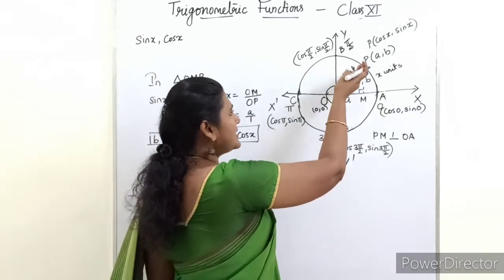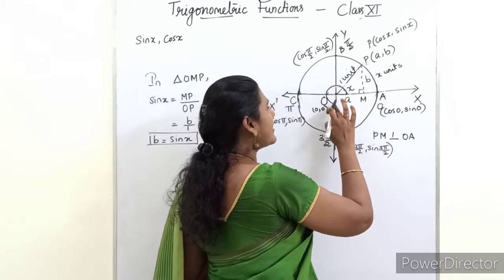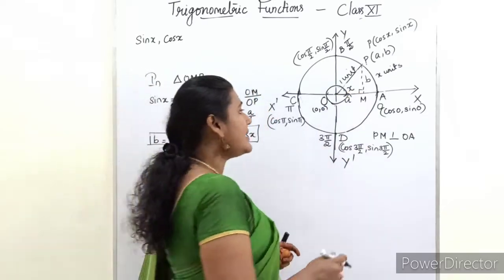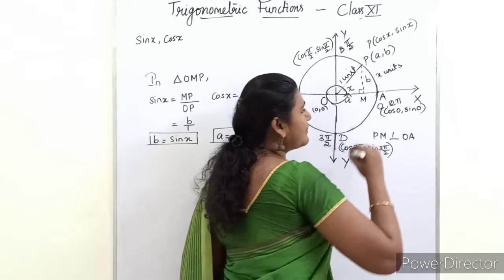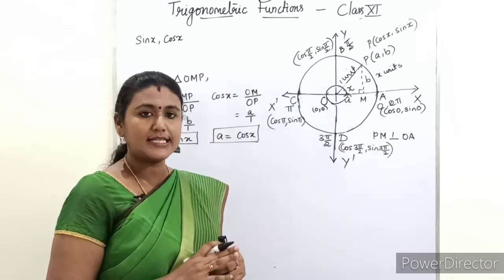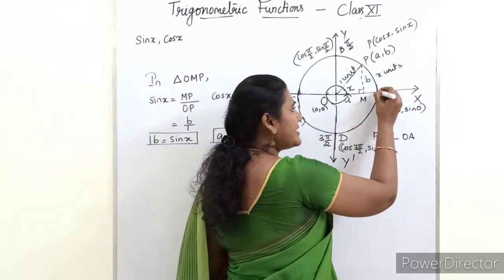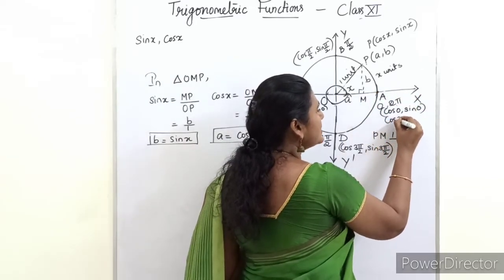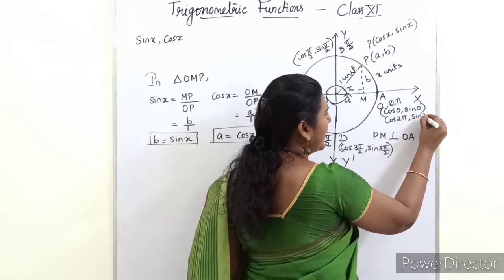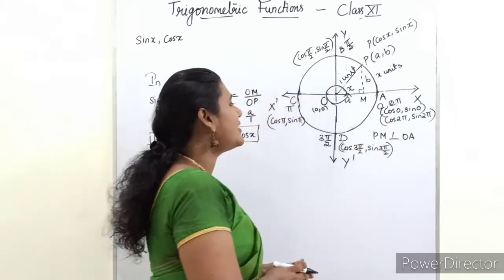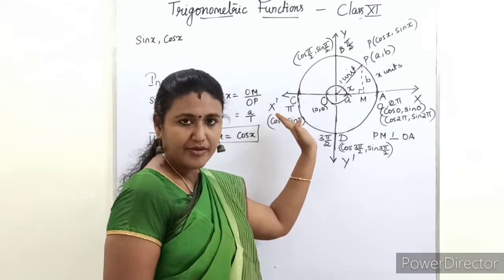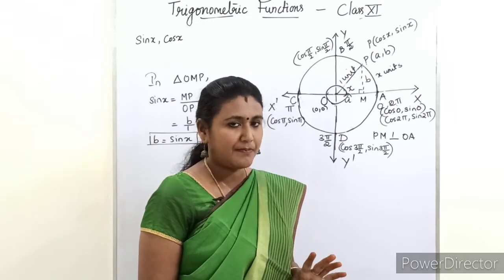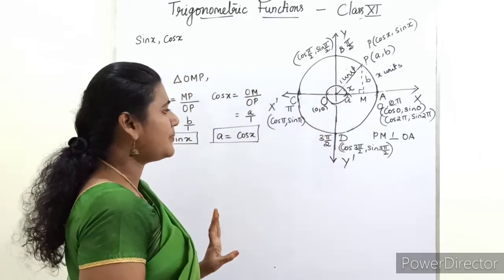Further, if this point completes one full revolution, it will reach here. Now the angle is 2 pi. If it completes one full revolution, the angle is 2 pi radian, and again it reaches A. In that case, the coordinate of A will be cos 2 pi comma sin 2 pi. So according to the angle, if the point P moves, the angle also will vary. According to the angle, you can find the coordinate of the point P.